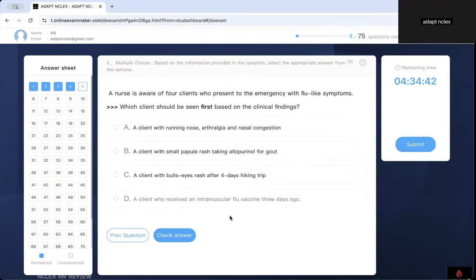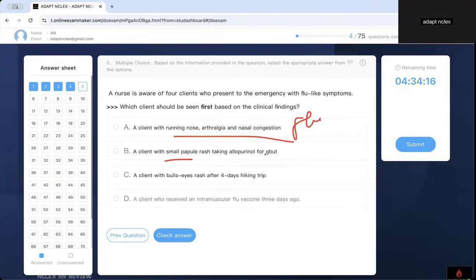And this one is a question of 4 clients who present to the emergency room with flu. All of them have flu. Which client should be seen first based on the clinical findings? Same thing. We all have flu and we came into the emergency room. Who are you going to see first? Well, divide it. He has runny nose and arthralgia, right? What is the problem? This patient, he looks like he has flu.